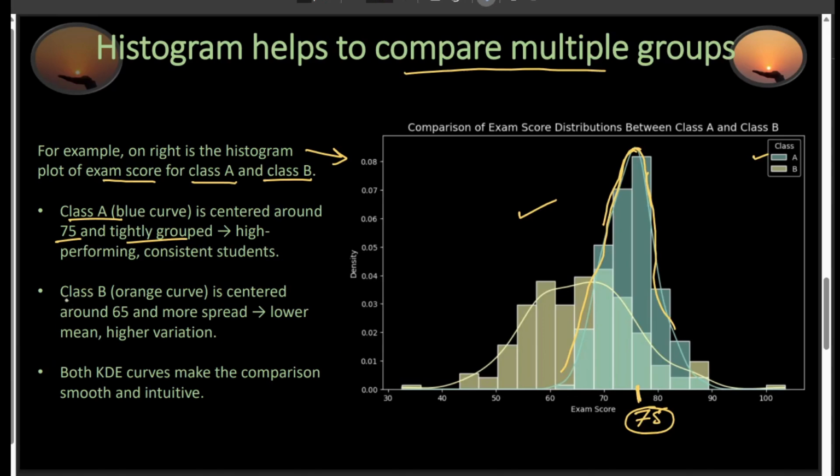Now compare this with class B, which is the orange curve right here. The average of class B is around 65, so if you come down, it's somewhere over here. This is class A, and this is class B. Class B has a lower average, and look at the spread of class B. It has a high spread, more spread. You can figure this out just by looking at it visually.